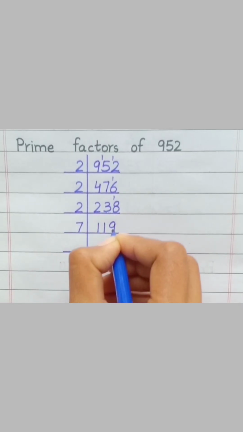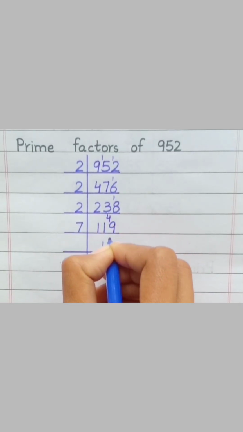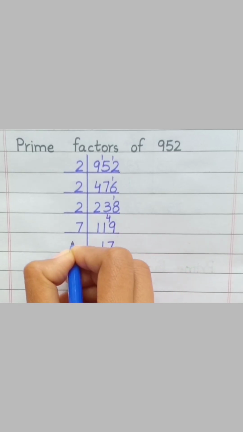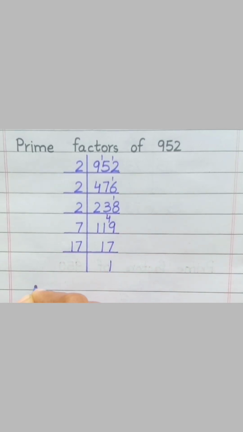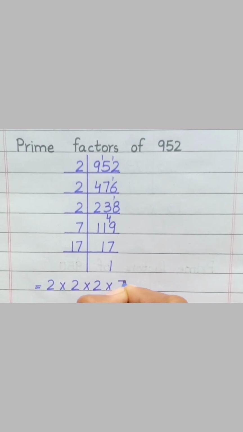7 1s are 7. 7 7s are 49. 17 1s are 17. Equal 2 multiply 2 multiply 2 multiply 7 multiply 17.